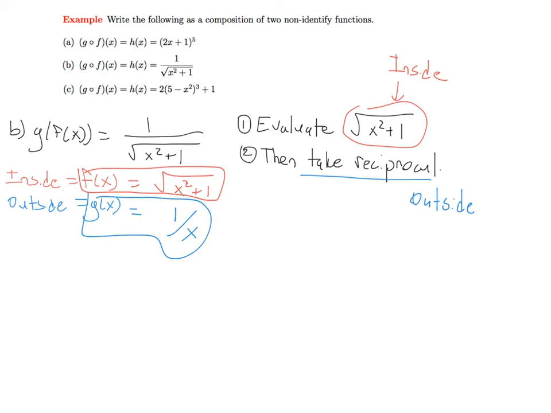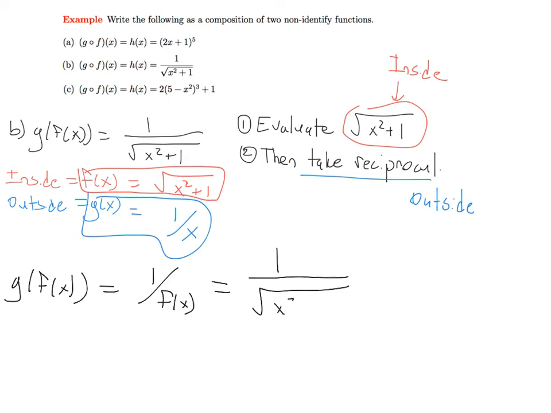And again, it's a good idea not just to practice composing functions, but to check our answer by composing things in this way. So here I would have 1 over f of x, since the outside function is 1 over x, and then f of x is the square root of x squared plus 1. So that checks out. And again, since we have a whole sequence of operations, there are different ways that we could break up this function into inside and outside functions. So your answers may vary here.